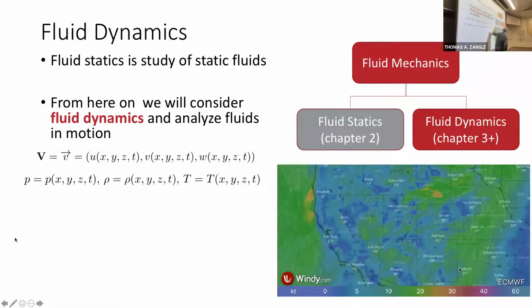So as a reminder, velocity is a vector field, so it has both magnitude and direction. Saw that again on the first day of class. And we showed that pressure is a scalar field in chapter 2. And now in general, we also have density and temperature as scalar fields as well. So that means, again, there's no x, y, z component of pressure. There's just a single value at any point, but it will vary in space and time.